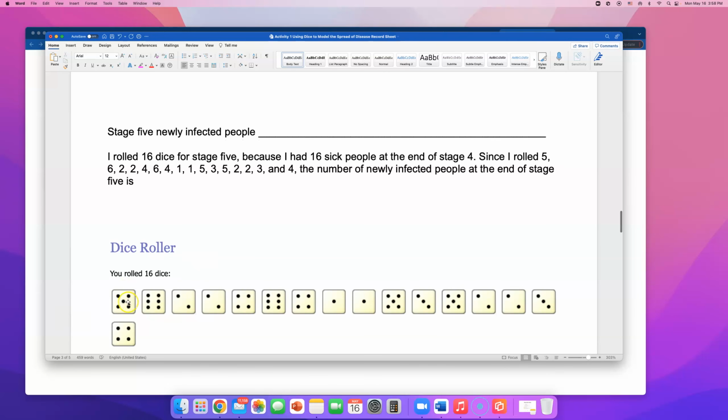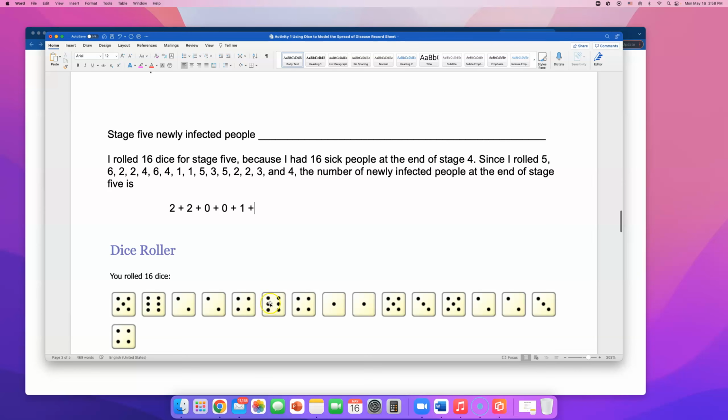All right. 5 and 6 means 2 newly sick people. So I'm doing 2 plus 2. 2 and 2 means 0 new sick people. So I'll do 0 plus 0. 4 means 1 sick person. 6 means 2 sick people, right? What was 4? 4 was 1 sick person. And look, ones are 0 newly sick people.